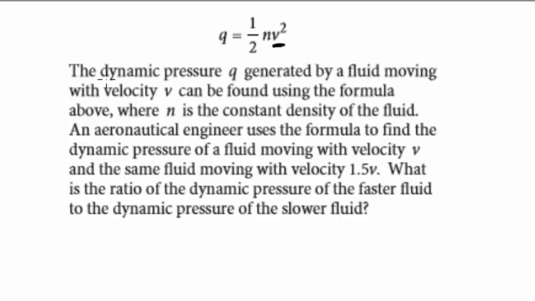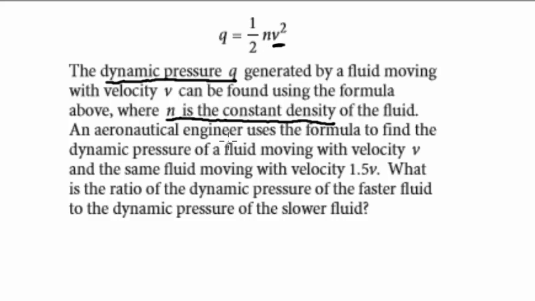So first off, I'm going to underline that because this is what the equation is all about. It's about dynamic pressure generated by a fluid moving with velocity v, which can be found using the formula above, where n is the constant density of the fluid. I'm going to underline n is constant density, because this means that n is a constant. So we can treat it. It could be 2, it could be 5, it could be 0.7, but it's the same number, right? n is not varying, it's not changing, right?